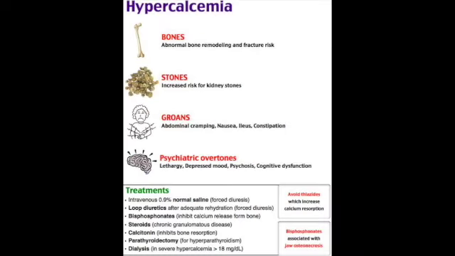Also, thiazide diuretics can cause hypercalcemia. So remember, they increase glucose, lipids, uric acid, and calcium. Also, hyperthyroidism, inadvertently increasing the thyroid, inadvertently increases the PTH as well, since they're anatomically near each other. Vitamin D or vitamin A intoxication, and granulomas like sarcoidosis.